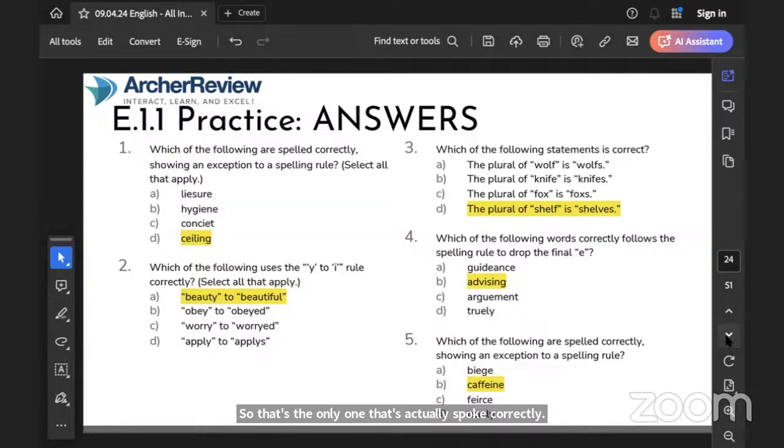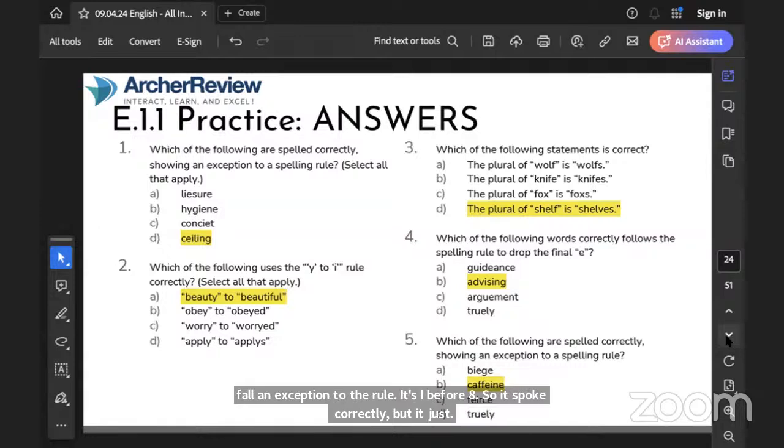Oh, actually, let me go back to the A. I think I said that incorrectly. So leisure is spelled correctly, but it doesn't follow an exception to the rule. It's I before E. It's spelled correctly, but it's not an exception.